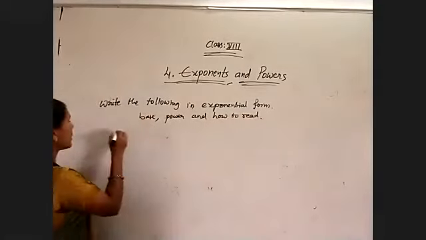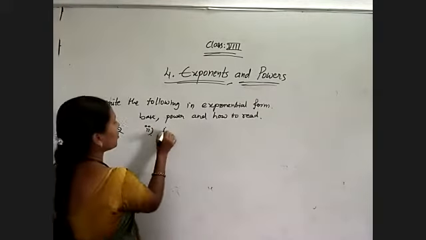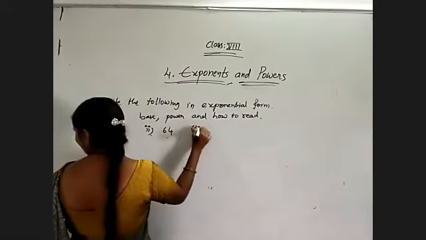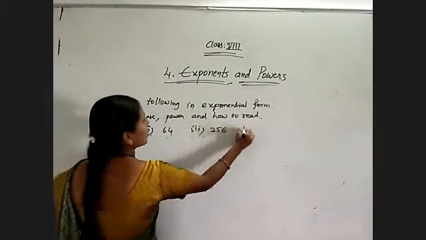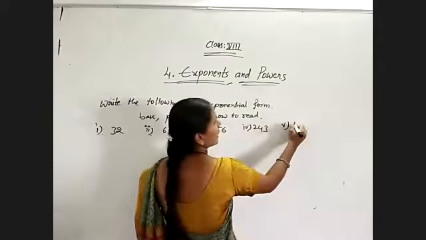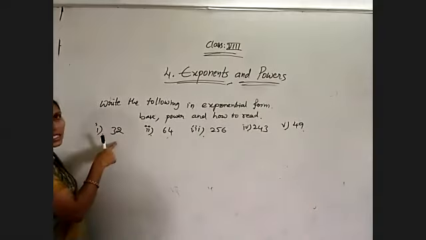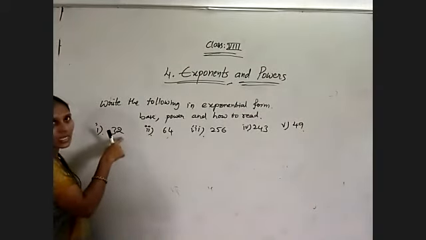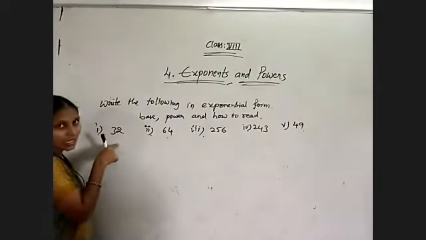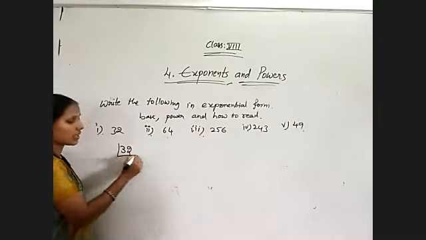Observe the first question: they are given 32. The second question is 64, the third is 256, the fourth is 243, and the fifth is 49. These are not given in exponential form, so we need to write them in exponential form. To do that, go through the prime factorization method.